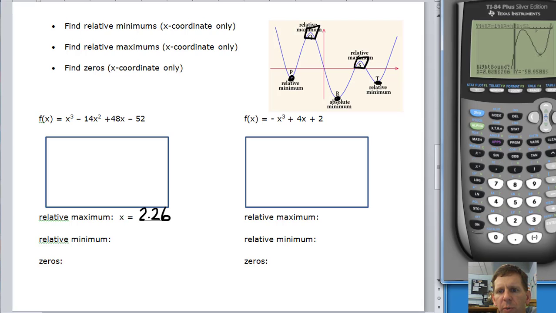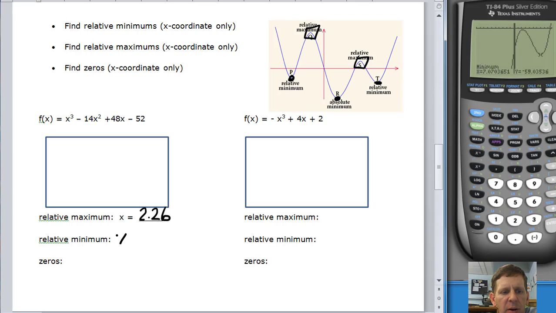It's going to say right bound. I'm going to move my cursor a little bit to the right of the lowest point. Hit enter again. And then for guess, I'm going to move my cursor right to where the lowest point is. Hit enter a third time. And it gives me an x coordinate of x equals 7.07. I'm going to write that for my relative minimum. You do not have to write the y coordinate.